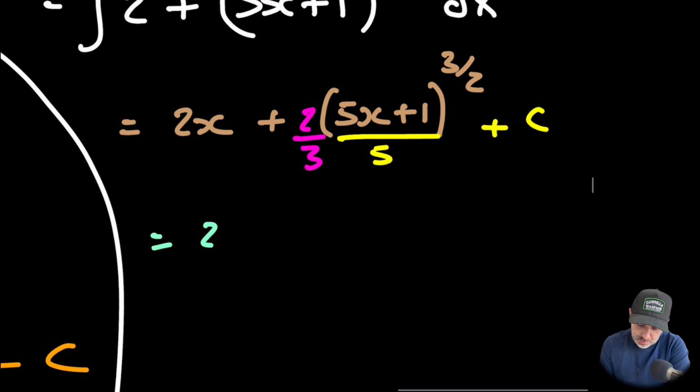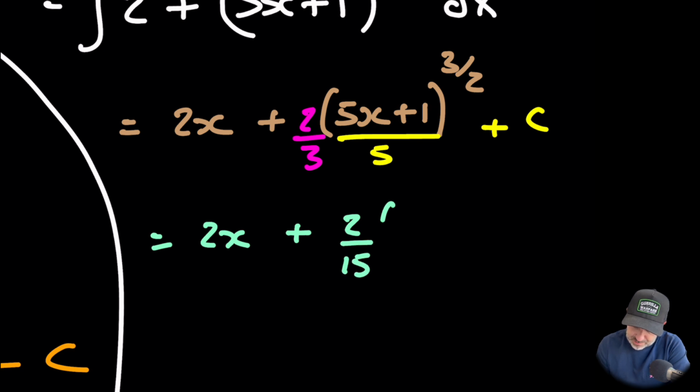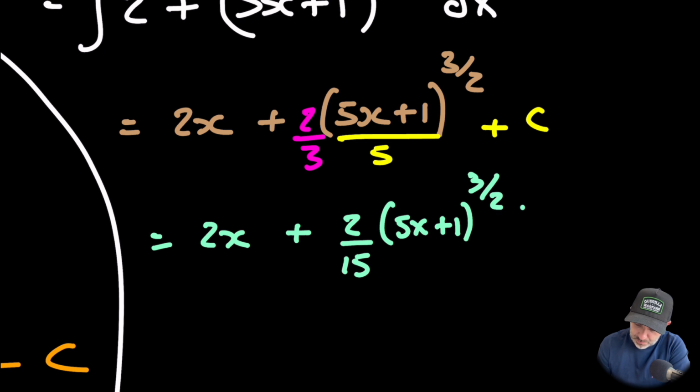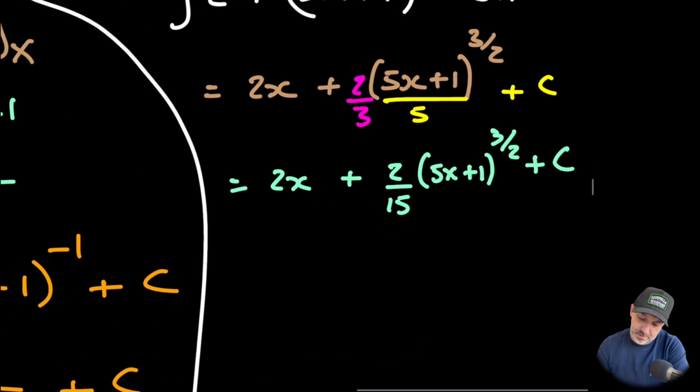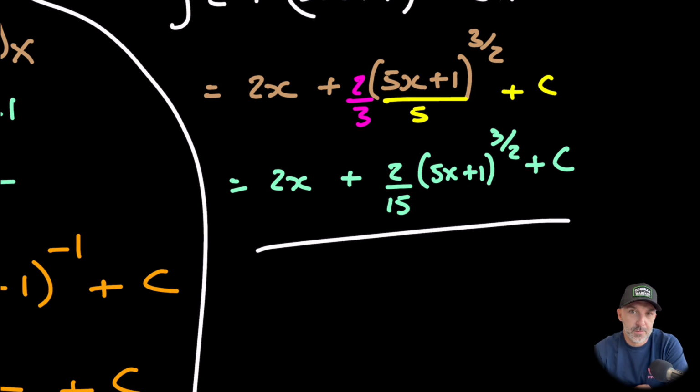So let's just have 2x plus, now that will be 2 over 15, right? This thing stays the same in the brackets to the 3 over 2 plus c. Now, I think that's good enough to leave it like that. Unless you were told in the question to leave it any other form, I think we've done.